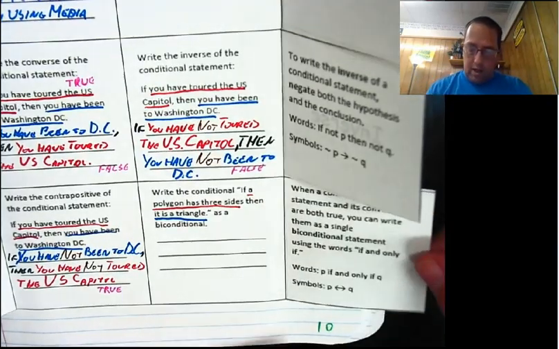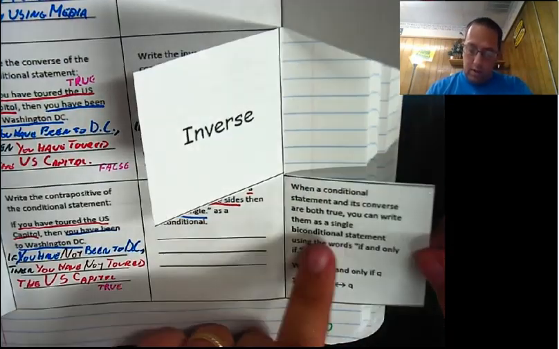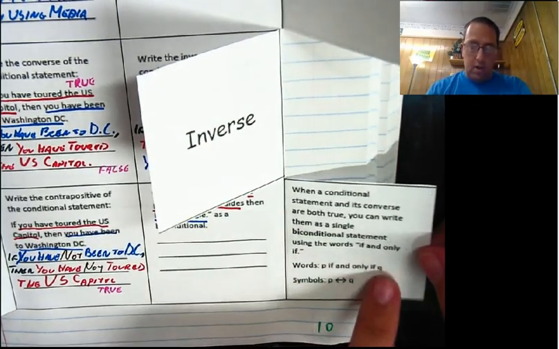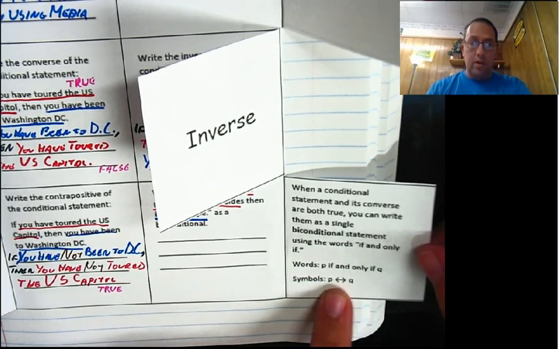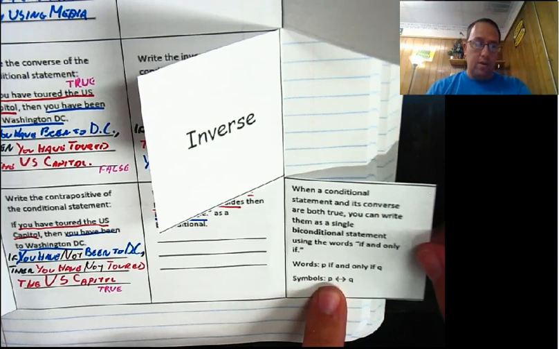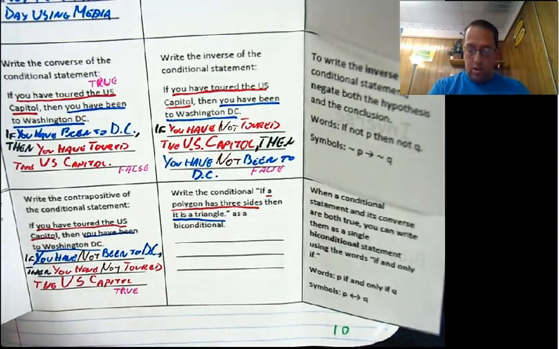And what we can do with that, and all definitions are biconditional statements. What we can do with that is we can write it as if and only if. So P if and only if Q. And the symbols there, you see, we've got the arrow going both ways. So P implies Q, Q implies P.